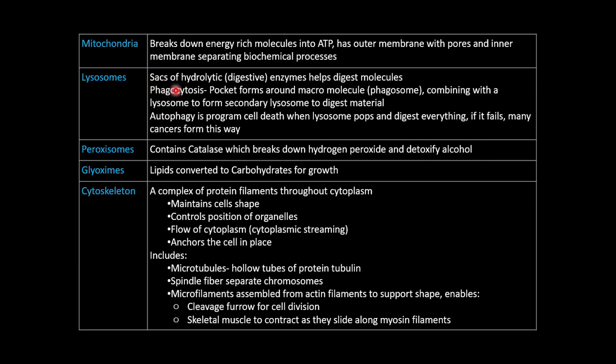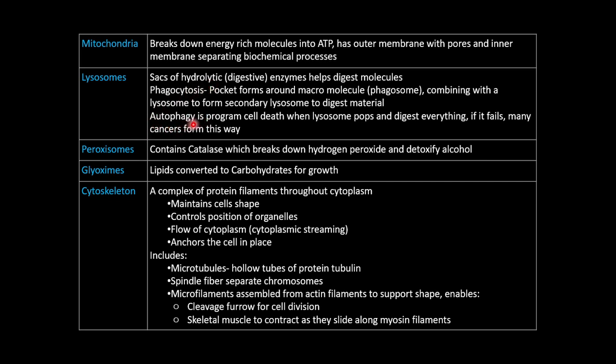Lysosomes are sacs of hydrolytic or digestive enzymes. They help digest molecules. In phagocytosis, the cell forms a pocket around a macromolecule. This is called a phagosome, the pocket with the macromolecule, and it combines with a lysosome to form a secondary lysosome to digest the material. So there's a lysosome and there's a phagosome. When they bind, they create a secondary lysosome. Since the lysosome contains digestive material, it will break down whatever molecule that is, and then the cell can proceed to excrete its waste or use it in some processes.